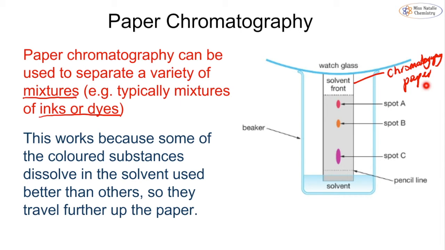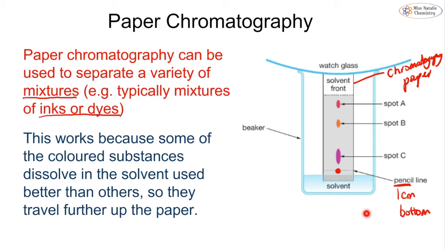And we put a pencil line approximately 1 centimetre from the bottom. And it's very important that it is a pencil line. If you use a pen or any other felt tip or marker, it's going to interfere with your results because we're analysing an ink or a dye. We don't want to be adding any more ink. So we have to use a pencil. And what we do is we put a spot of our ink or dye on the pencil line.